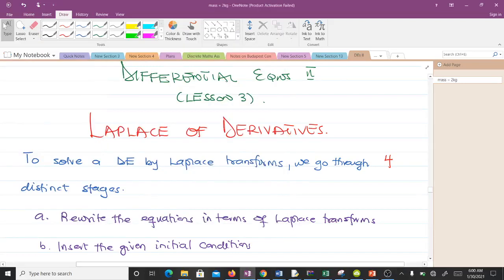Hello and welcome to lesson 3 in our study of differential equations 2. In this lesson, we'll be talking about the Laplace of derivatives, and we will also learn how to use the Laplace transform to solve IVP problems in differential equations.